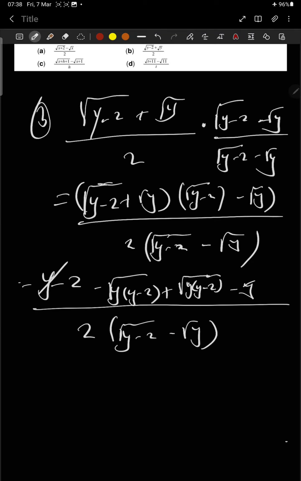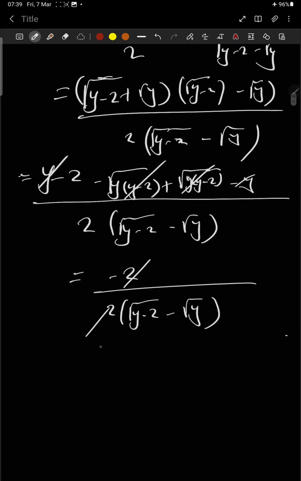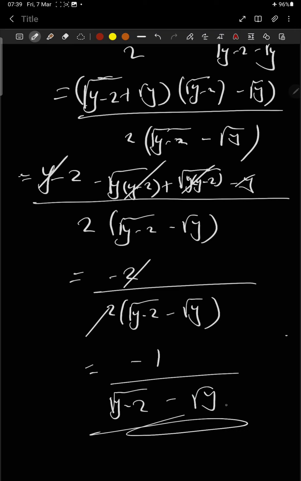So this will cancel, even this will cancel. I'll remain with minus 2. Then this will cancel. I'll remain with negative 1 over square root of y minus 2 minus the square root of y. Okay, that's the answer to this question. Let's go to the other question.